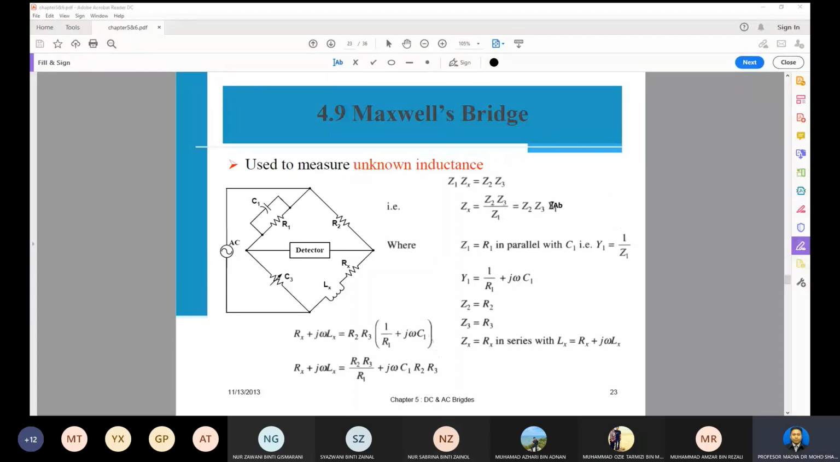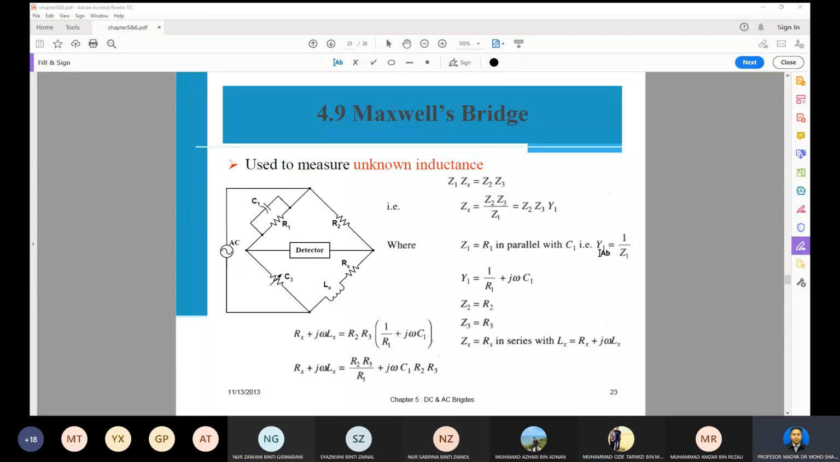That's why you can get admittance Y1, which means 1 over Z1. This we call the admittance. Admittance is 1 over impedance. That is for admittance. So you can see that Z1 equals R1 in parallel with C1. You can see this for Z1 here.